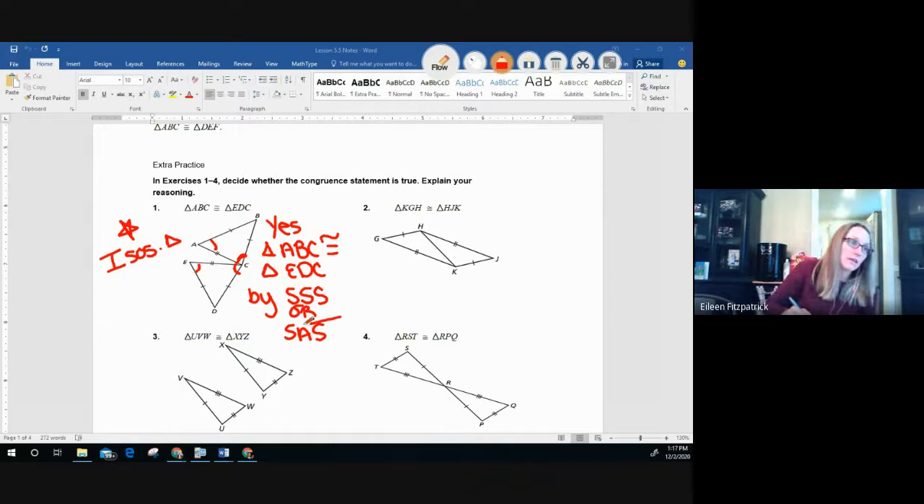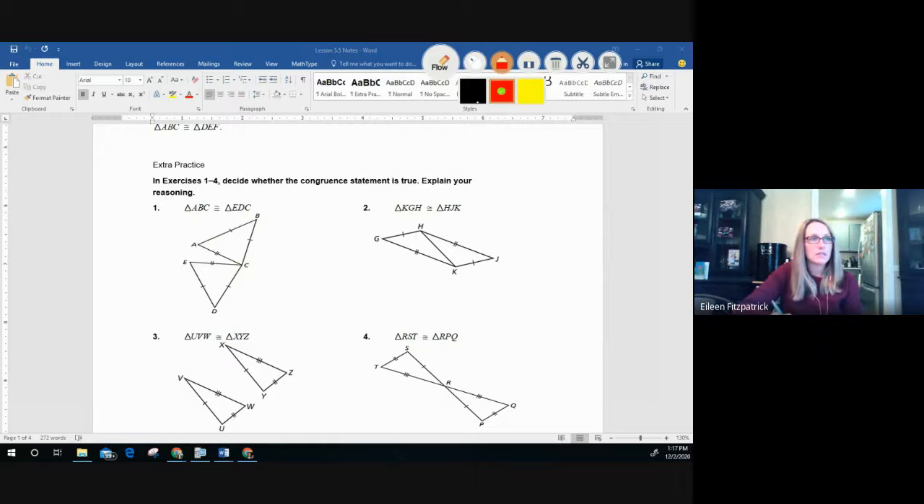But if you wanted to use side, angle, side, let's say you're doing a proof or something, you'd need to first state that they were isosceles triangles, state that the base angles were congruent in order to use side, angle, side. Okay, but that is an option as well. Right, let's go on to number 2.